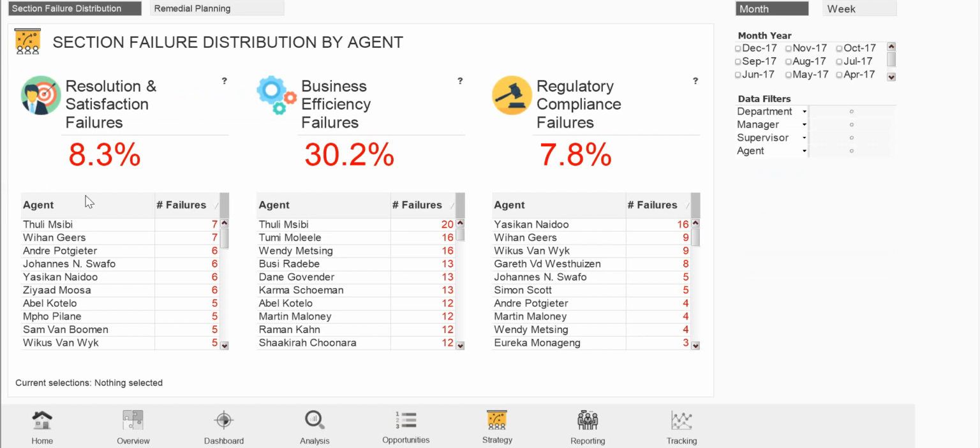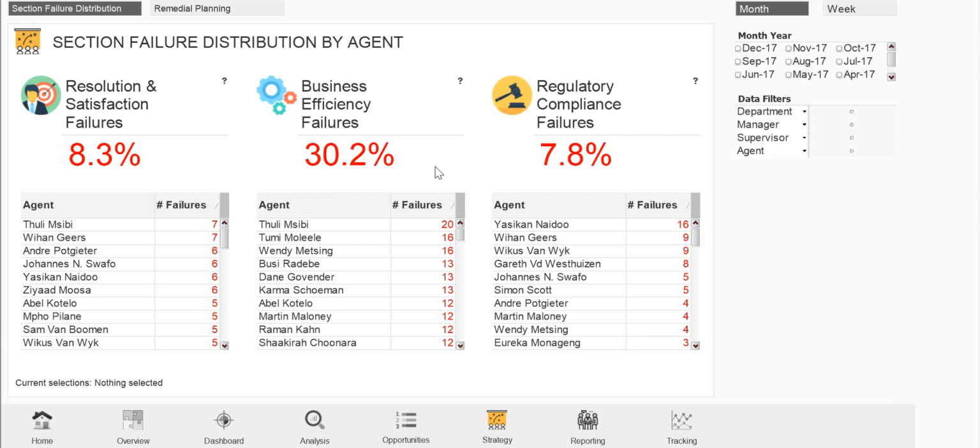As an example, Thule has had 7 failures for resolution and satisfaction. Thule has also had 20 failures for business efficiencies. This particular report allows for a targeted view on those agents that would either need to be ring-fenced or to have a view in terms of repeat offenders, also allowing for discussions with supervisors or team management in terms of which coaching or feedback initiatives have taken place.